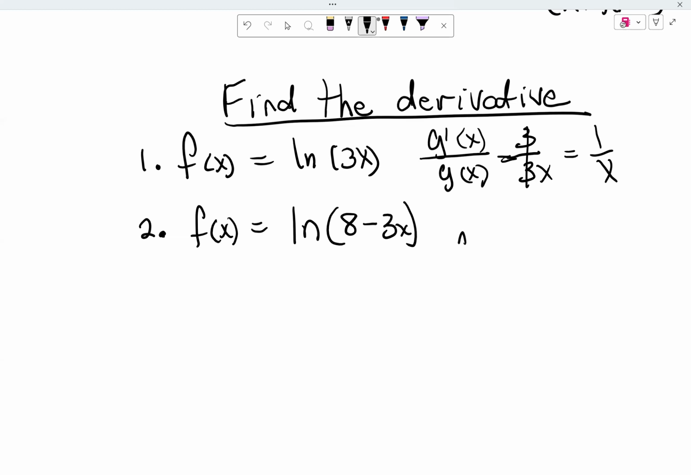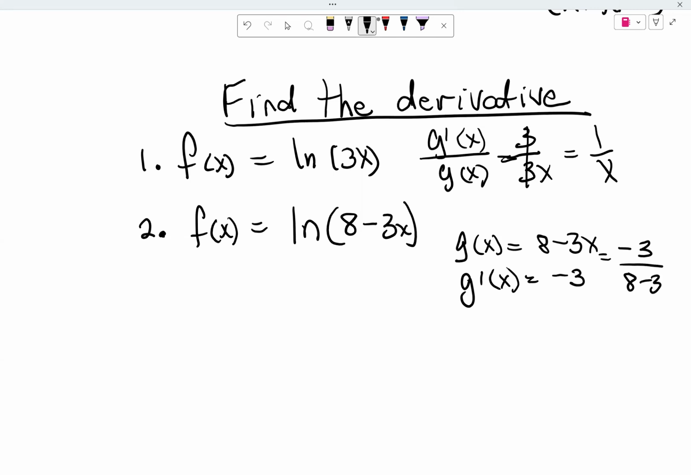Okay, so what would you consider the g of x to be? Don't be shy, it's just 8 minus 3x, right? So what is the first derivative of this function? -3, right? So according to the method I showed you, this is going to be -3 over 8 minus 3x. That's the first derivative of that function.